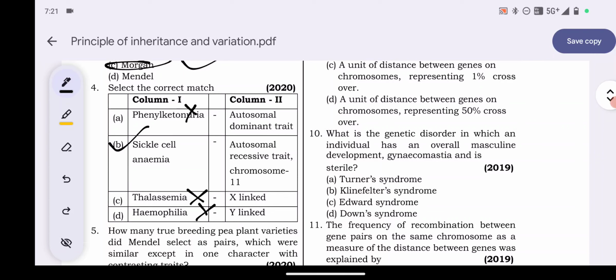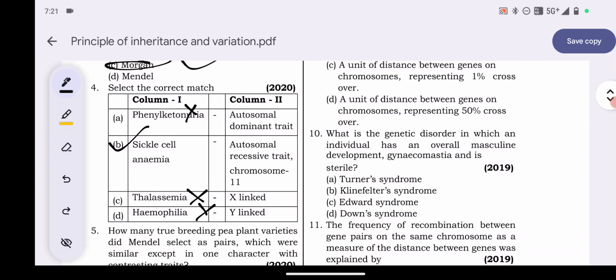Explanation: individuals with Klinefelter syndrome have an additional copy of X chromosome resulting in a karyotype of 44 plus XXY, that is 47. They show overall masculine development, gynecomastia, and are sterile. What is the term gynecomastia? Gynecomastia means the male breast tissue swells due to reduced male hormone, that is testosterone, or increased female hormone, that is estrogen. That is called gynecomastia.